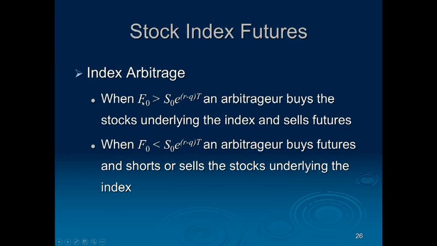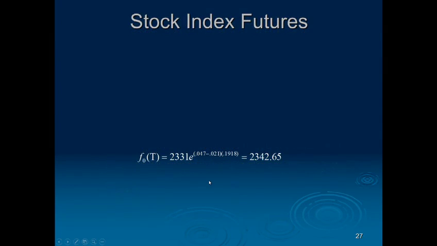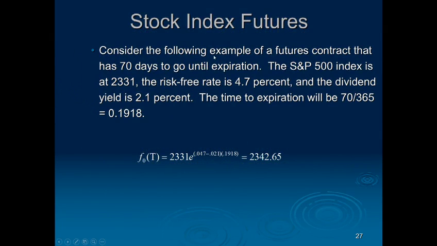If the market price of the futures contract is above the theoretical value, an arbitrager buys the stocks underlying the index and sells the futures contract. If the market price for the futures is smaller than the theoretical value, then an arbitrager should buy the futures and short the stocks underlying the index. So that's relatively straightforward so far. Let's go through one example.